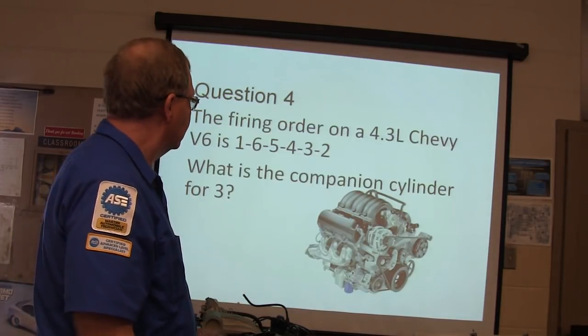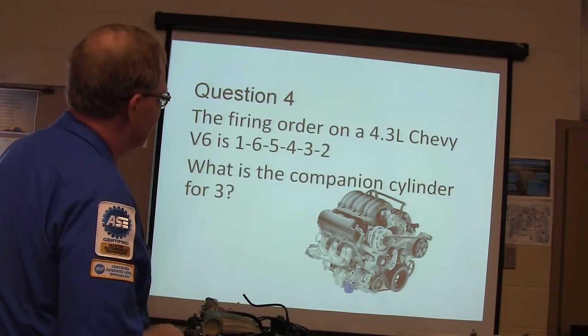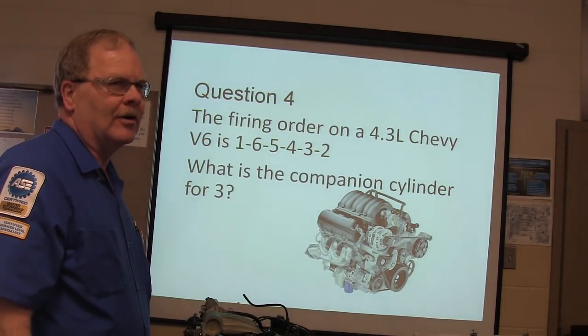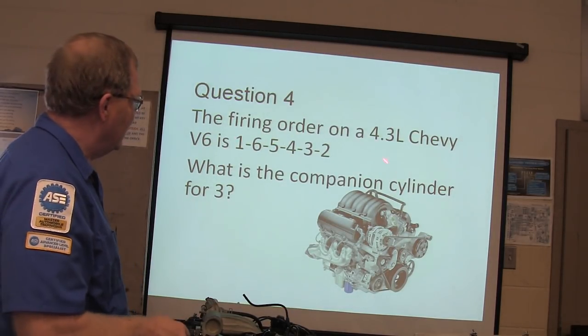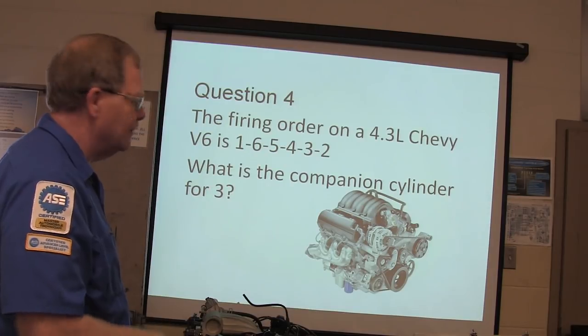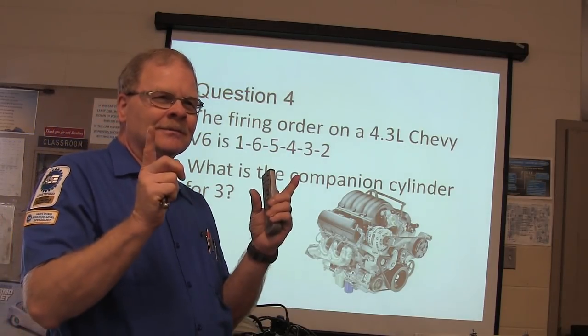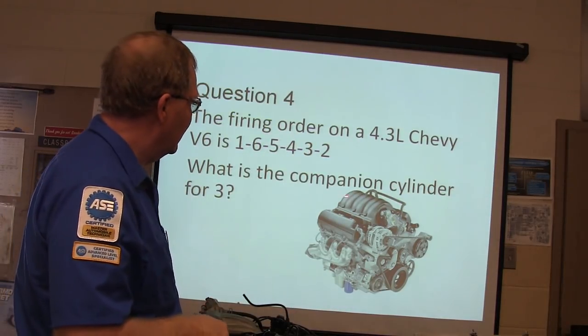Okay. The firing order on a 4.3-liter Chevy V6 is 165432. That's not hard to remember. You know why? You start at 1 and count down from 6. What's the companion cylinder for number 3? In other words, if you were going to hook up a coil, what cylinder is on exhaust when 3 is on compression?